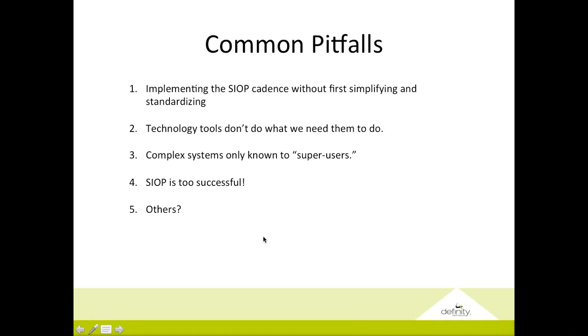First one I've already mentioned. It's just implementing a bunch of new meetings, trying to upgrade a management system when the business is running the way it always has, when you've not addressed the simplify and standardize steps that need to be taken. Having technology tools that just don't do the job. I think going hand in hand with that is systems that are only known to super users.